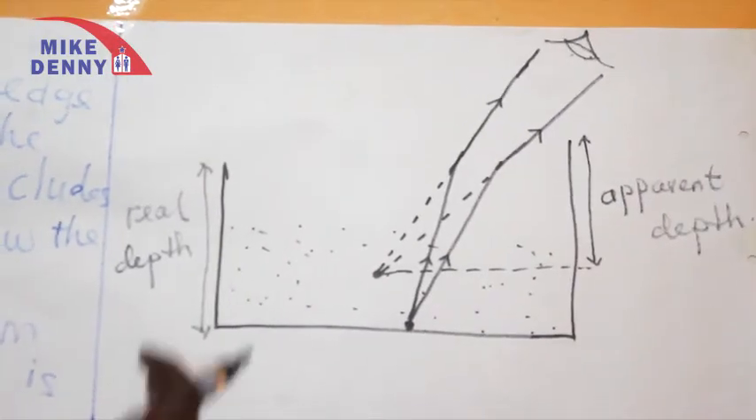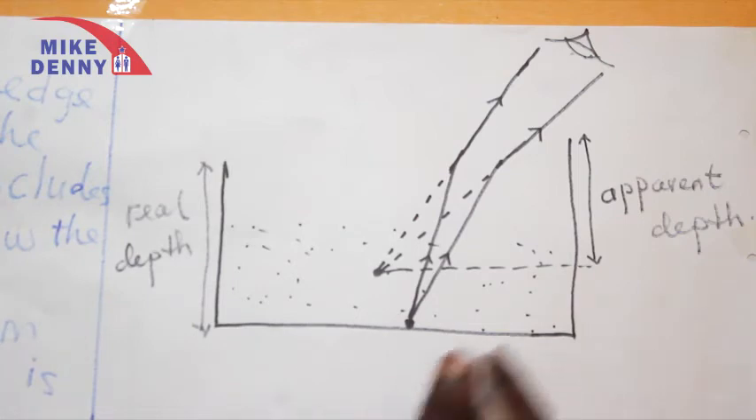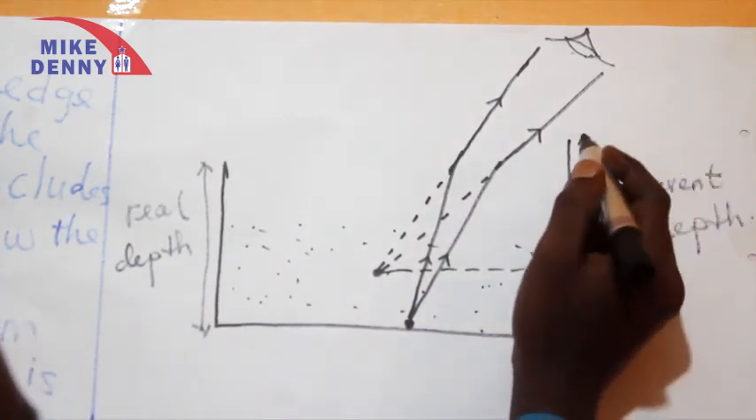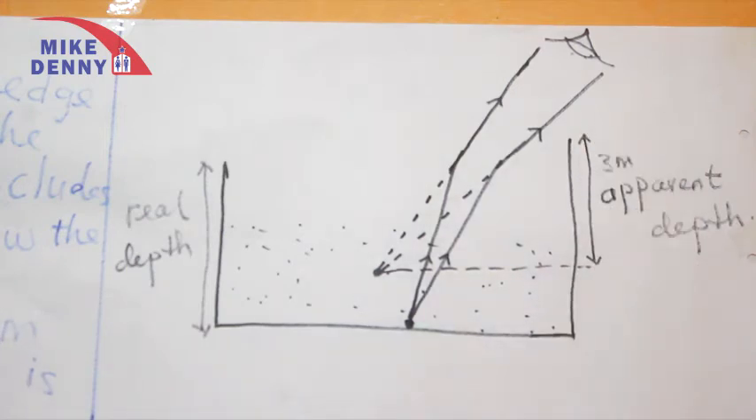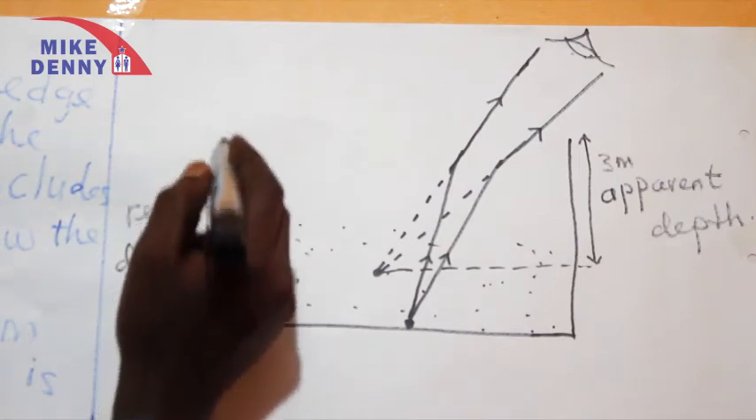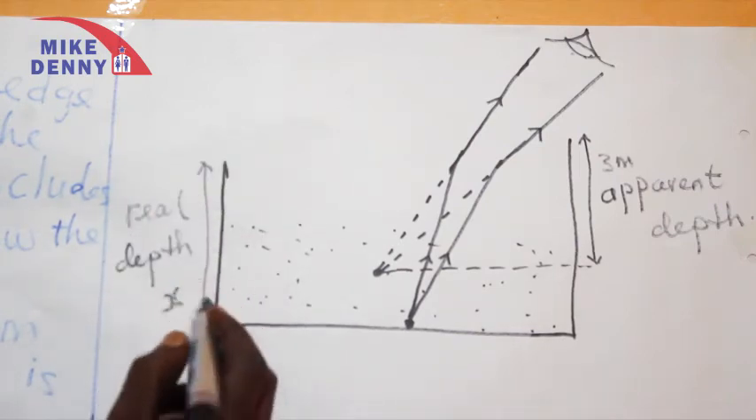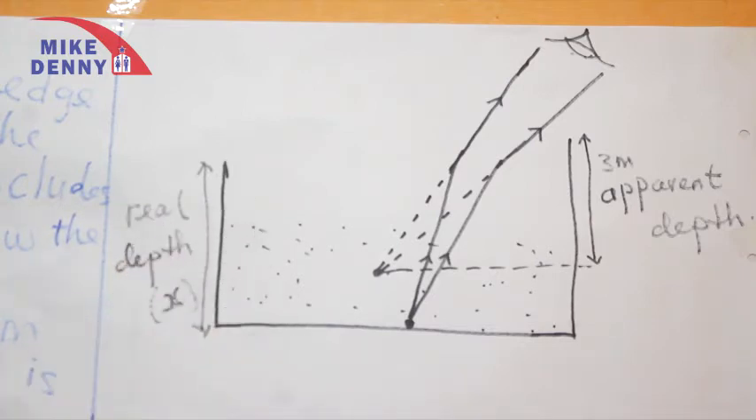Okay, this is the real depth. It shows that the apparent depth here is 3 meters. The distance from here, you are seeing it as if it is 3 meters. Actually, it's not 3 meters. And this is why we are asked to calculate the real depth. Let's call the actual or the true depth X.